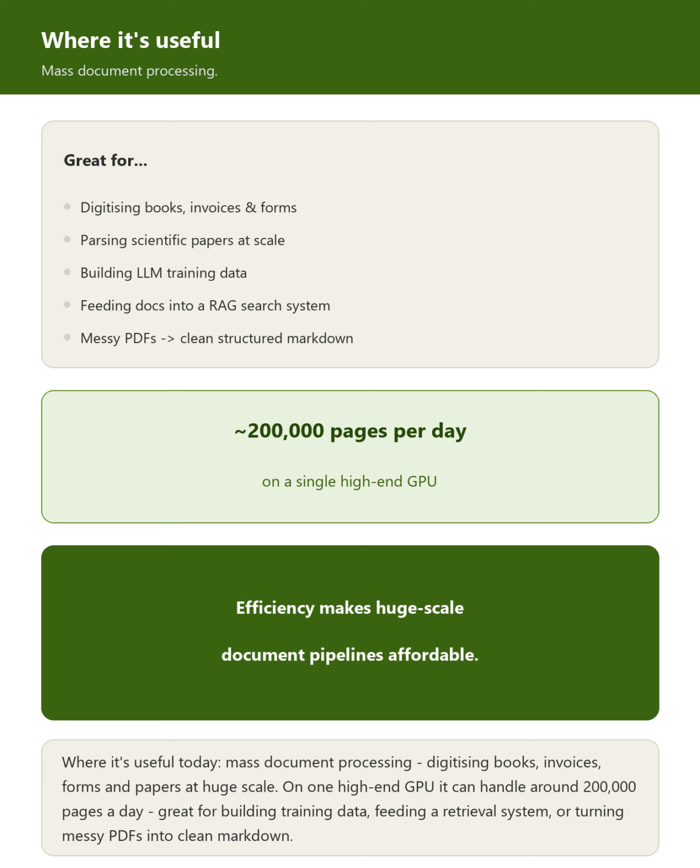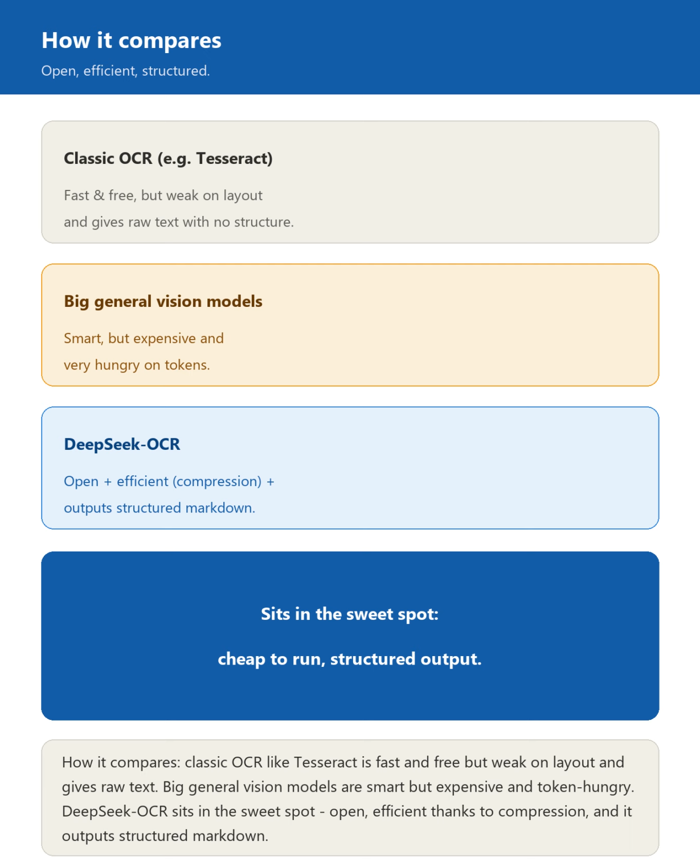Where is this actually useful today? Mass document processing is the obvious one, digitizing books, invoices, forms, and scientific papers at huge scale. On a single high-end GPU, DeepSeek-OCR can handle on the order of 200,000 pages a day. That makes it great for building training data, feeding documents into a retrieval system, or turning messy PDFs into clean, structured markdown.